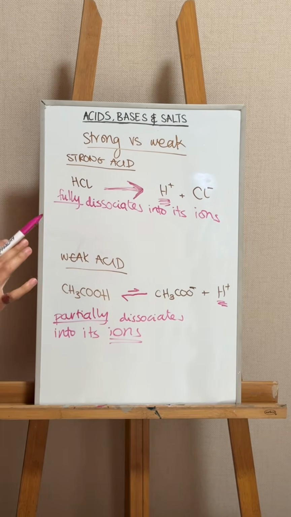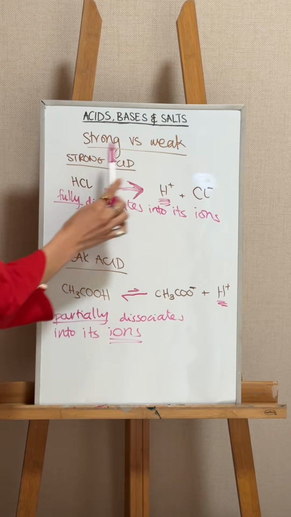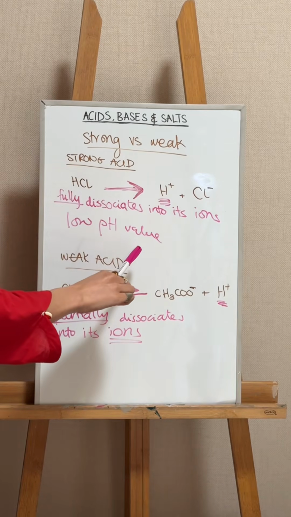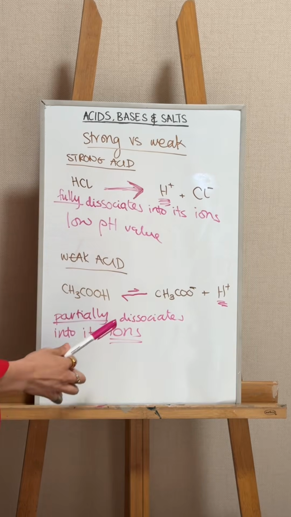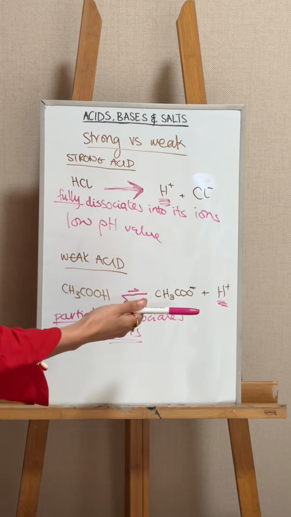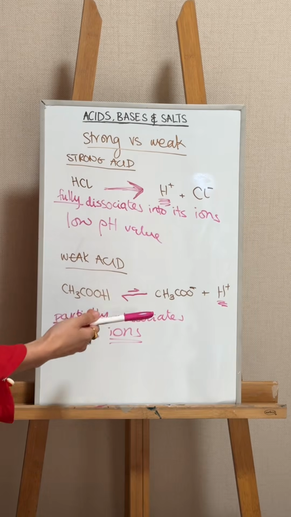What effect will this have on the pH value? Well, if something is a strong acid, it's going to have a very low pH, so maybe 1 or even 2. And if something is a weaker acid, therefore it's going to have a higher pH, so something along the lines of 5 or 6.